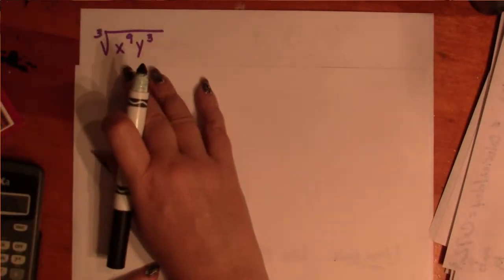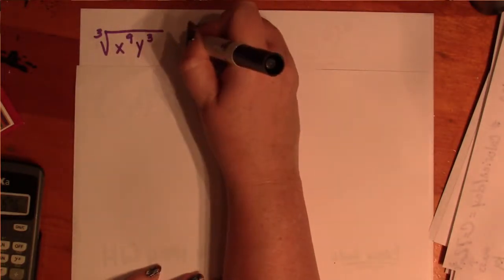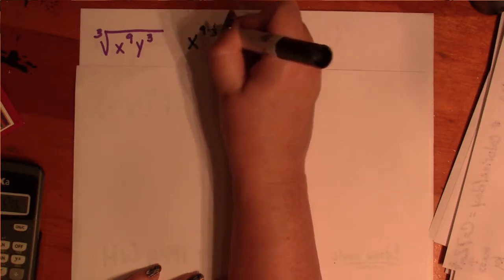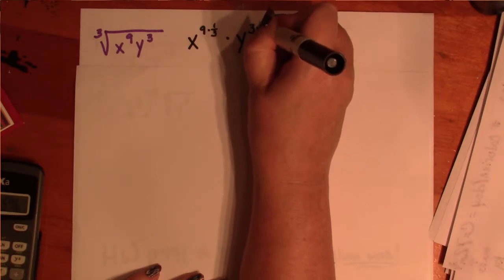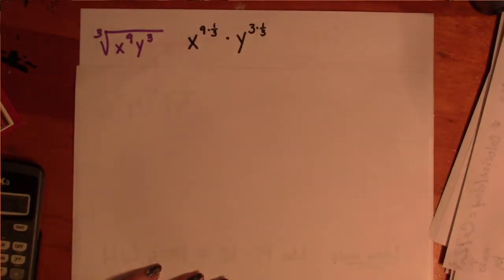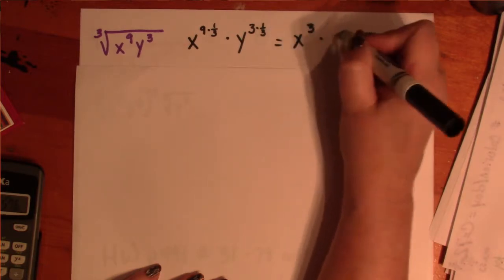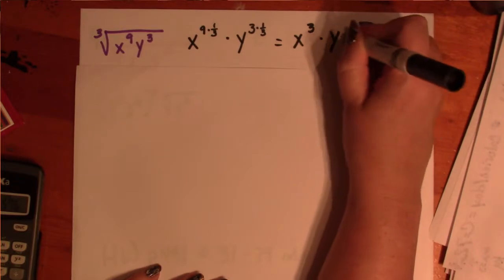So let's try what we've learned a couple of times. We have the cube root of x to the 9th, y to the 3rd, which means you have x to the 9th times 1/3 times y to the 3rd times 1/3, which is really x to the 3rd times y to the 1. x^3 y is our answer.